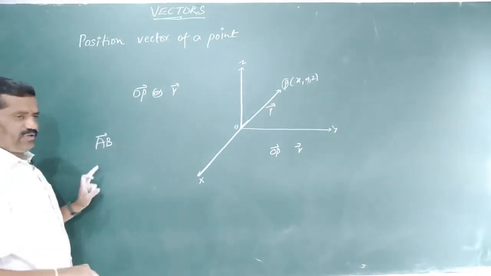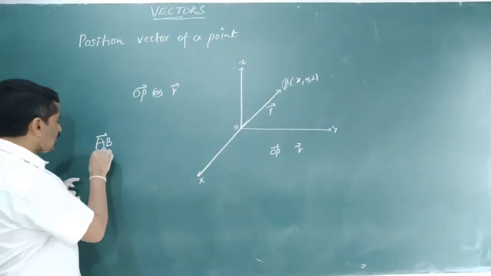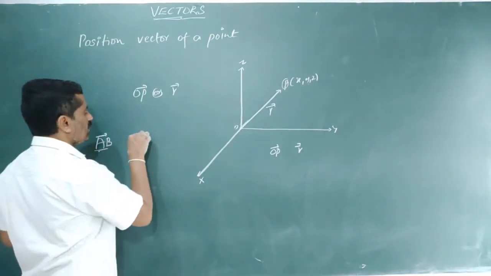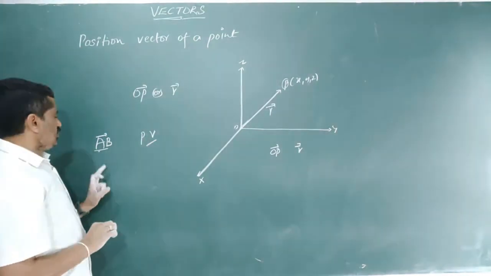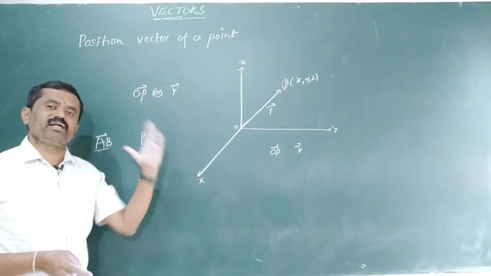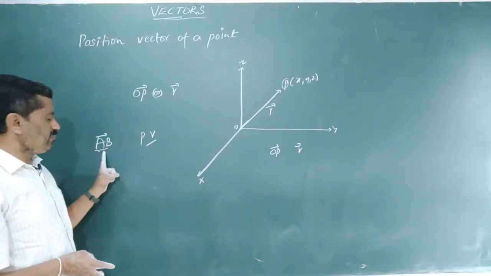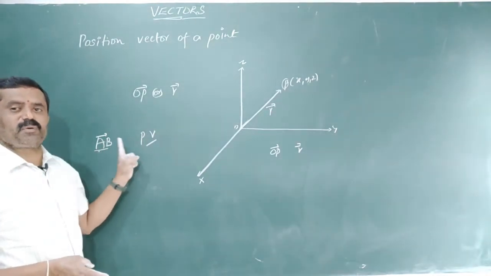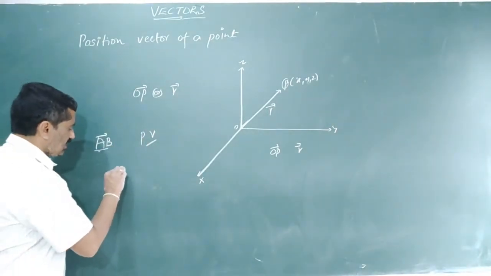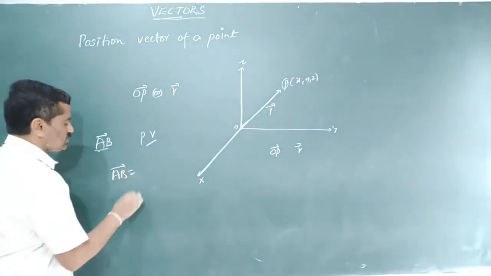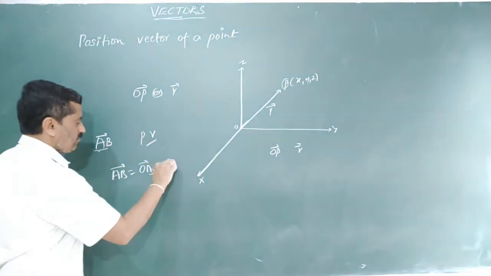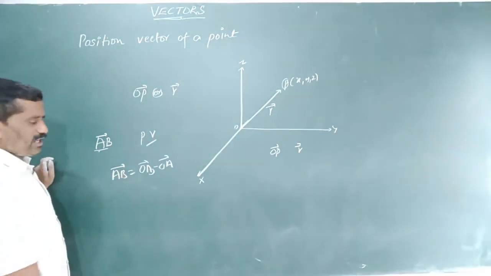Again, if AB is a vector, then this vector can be expressed in terms of its position vectors. Generally we will write PV. So any vector can be expressed in terms of its position vectors. For example, if AB is a vector, then it can be expressed in terms of its position vectors. That is, vector AB is equal to OB bar minus OA bar.